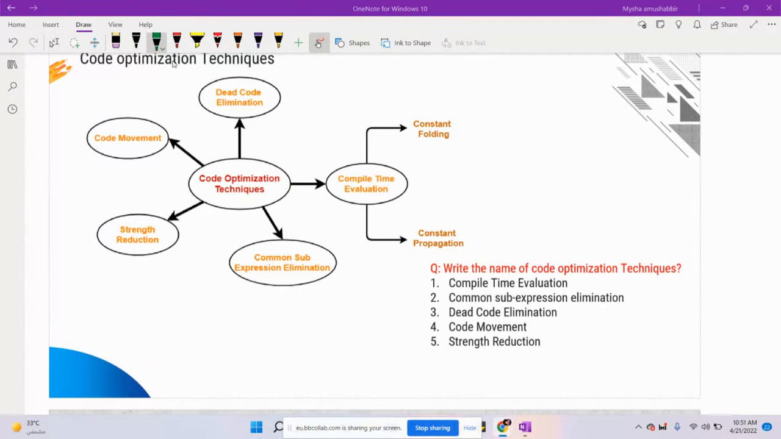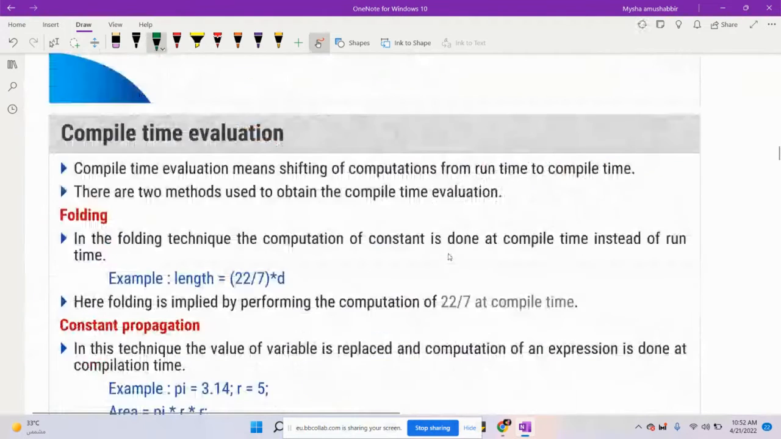Compile time evaluation. Okay, technique number 1, compile time evaluation. Then common sub expression. Then dead code elimination, this is technique number 3. Technique number 4, code movement. And technique number 5, strength reduction. So maybe the question will be, write the names of code optimization techniques. So these 5 are the code optimization techniques. Compile time evaluation has 2 methods, constant folding and constant propagation. So with examples, I will explain all the techniques. Okay, so the first one, compile time evaluation.